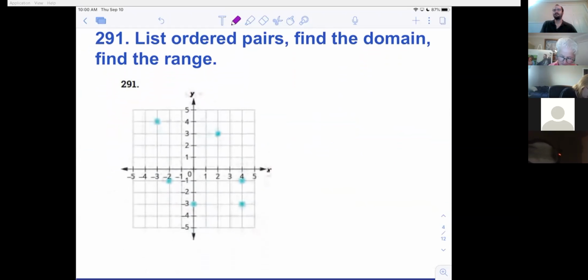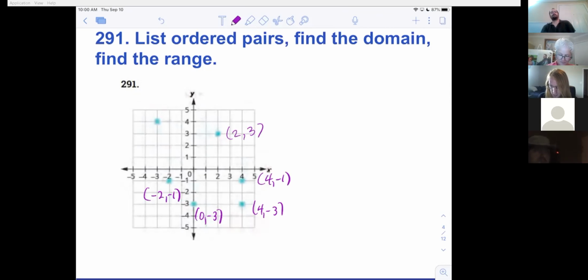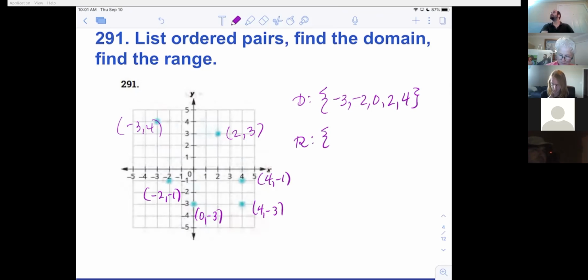For the ordered pairs, I got (0, -3), (4, -3), (-2, -1), (4, -1), (2, 3), and (-3, 4). And the domain? For the domain, I got -3, -2, 0, 2, and 4. Great. And the range? For the range, I got -3, -1, 2.